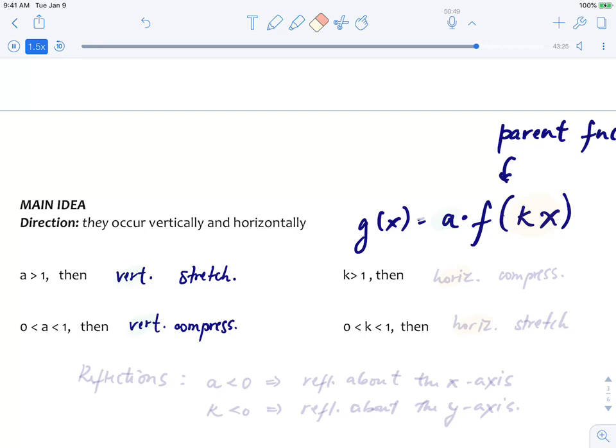So vertical stretch and vertical compression. If k is greater than 1, then what happens here? The transformation is for sure horizontal because I'm looking inside the argument of f of x, the independent variable. So that changes. It's automatically a horizontal transformation, and it usually opposes whatever happens vertically. So if one's a stretch, the other one is a compression. And same here, horizontal stretch.